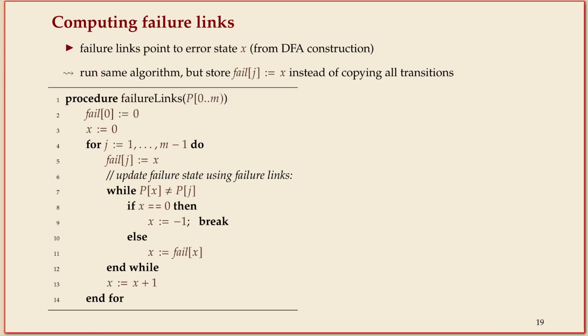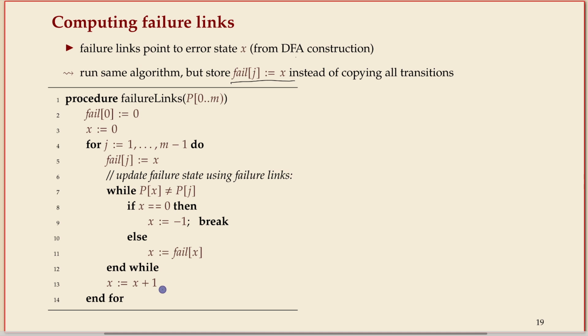What's missing is computing the failure links. And for that, we'll do something very, very analogous to the DFA construction. And indeed, it turns out we've already done everything back then that we needed. It's just that instead of copying columns, we just remember that state X. That failure state that we went to, where we took the column and copied it, that's exactly the state, the target of the failure link.